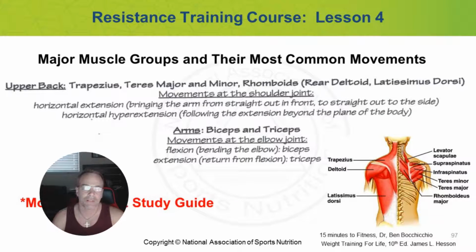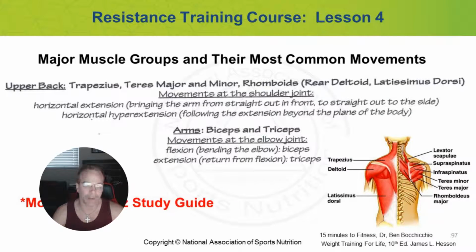All right, you need to know this for this movement quiz we're talking about. Upper back, like the trapezius and the teres major and minor and the rhomboids, right? These are all small muscles around the back. Horizontal extension, so pulling your arms apart with your arms up, and horizontal hyperextension, right? This is your rhomboids and your rear delts and your lats.